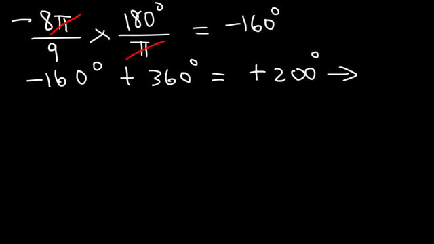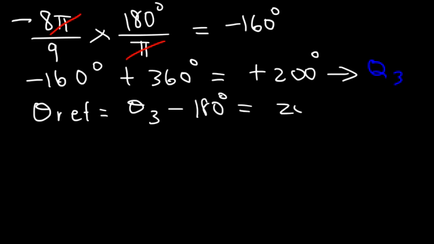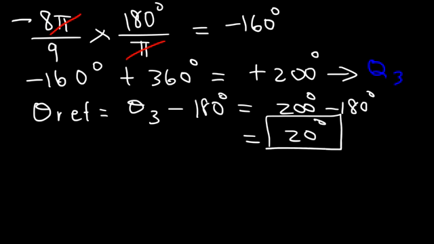And positive 200 can be found in quadrant 3. So now that we know we have an angle in quadrant 3, we can use this formula. It's going to be the angle in quadrant 3 minus 180. So in this case, that's 200 minus 180, which is 20. So 20 degrees is the reference angle.